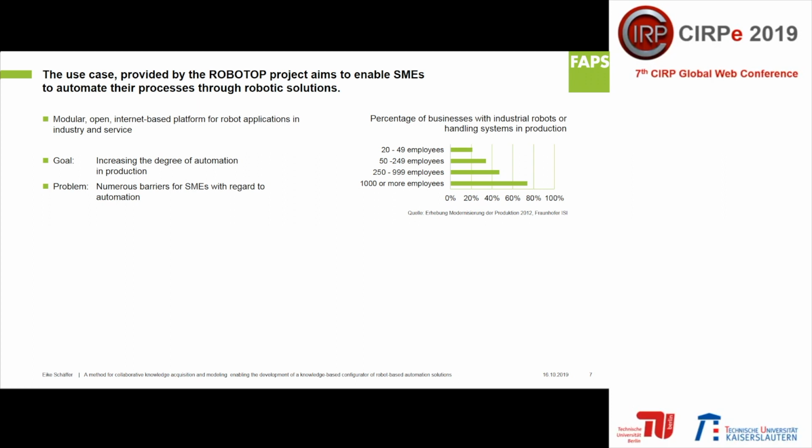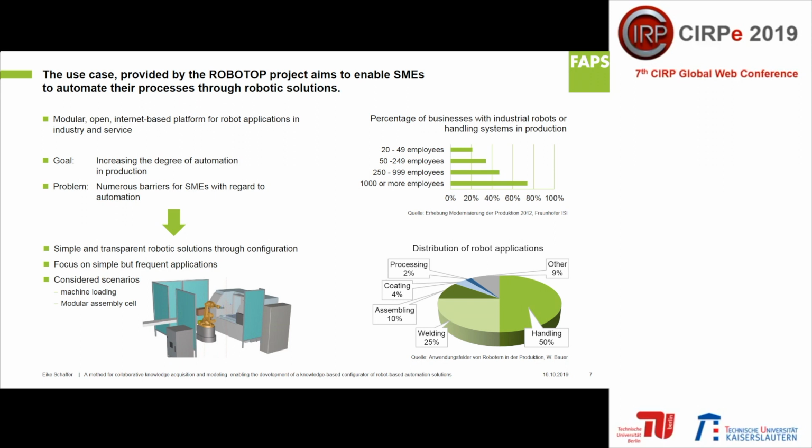For small and medium-sized enterprises, SMEs with fewer than 50 employees, only 1 in 5, and SMEs with fewer than 250 employees, only 1 in 3 use industrial robots for handling systems in production at all. Based on the market statistics, robot-based automation solutions for SMEs are identified with high demand and potential. In addition, half of the robotics systems in production are used for handling applications.